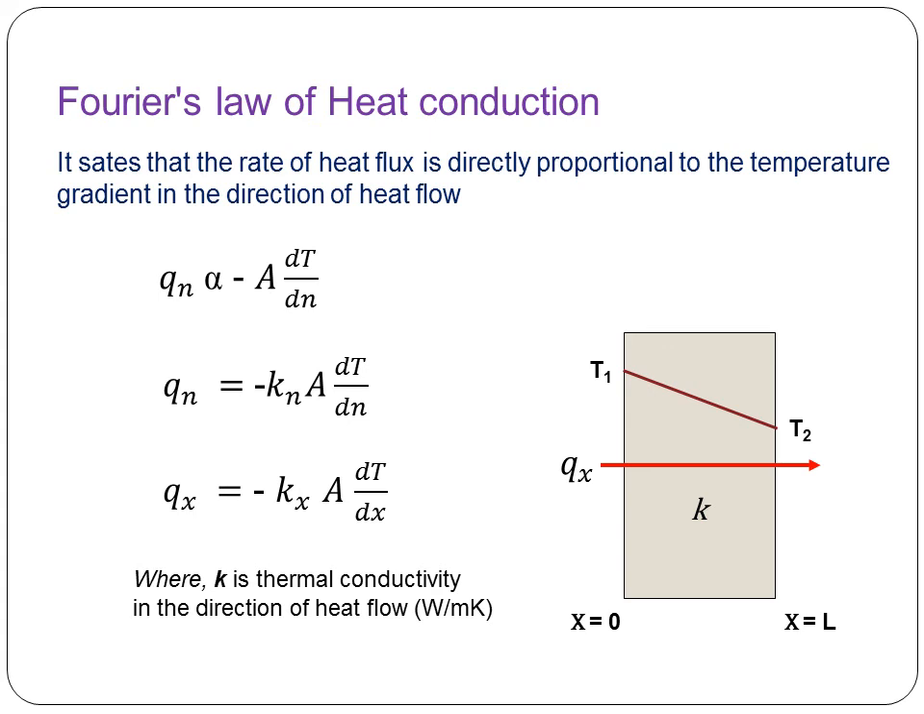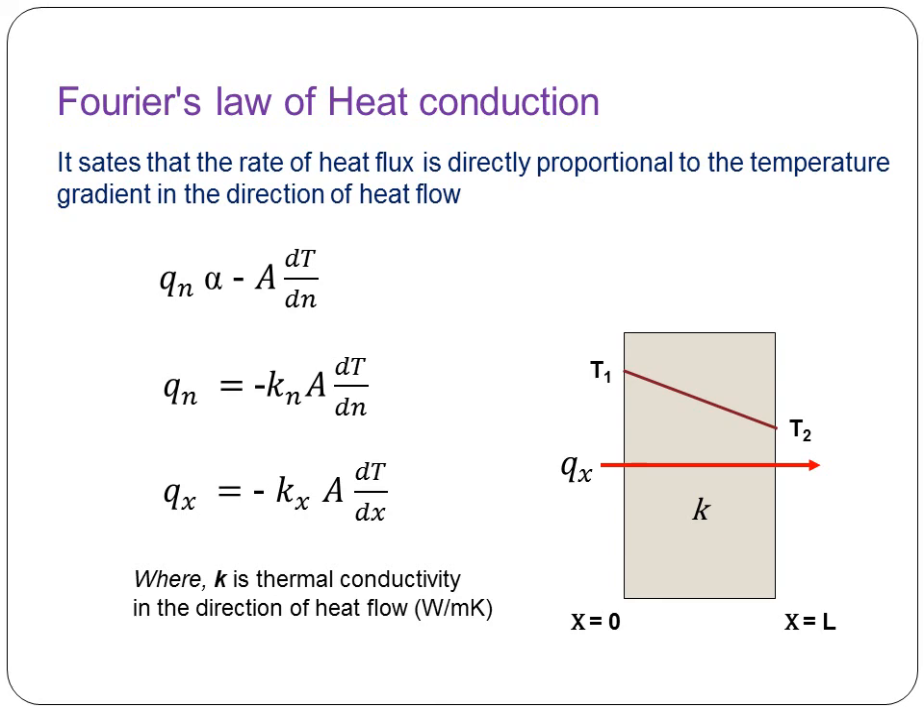Firstly, we should know Fourier's law of heat conduction, because based on this we will get the expression for the heat conduction equation considering all three directions. It states that the rate of heat flux is directly proportional to the temperature gradient in the direction of heat flow. Now, we have Q, which is the rate of heat flow. If you divide it by area, it will be the rate of heat flux. So, it is directly proportional to minus dT by dn. Here, n is the direction, and dT by dn is the temperature gradient.